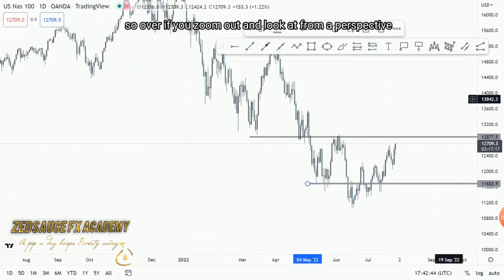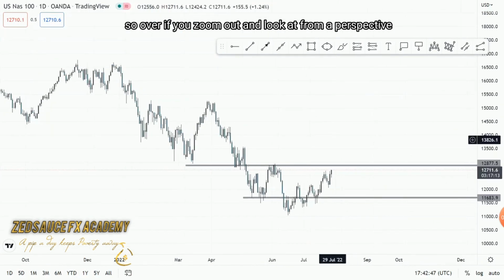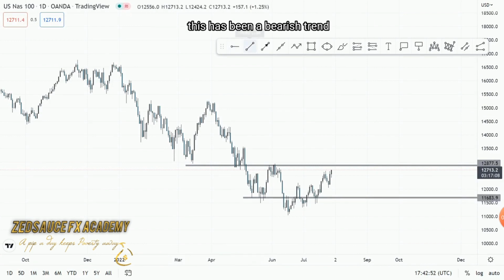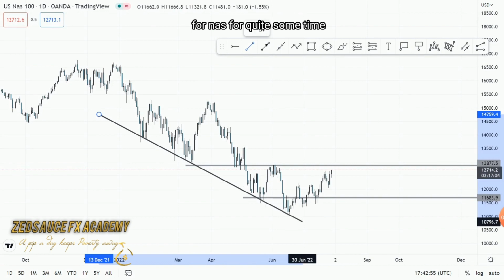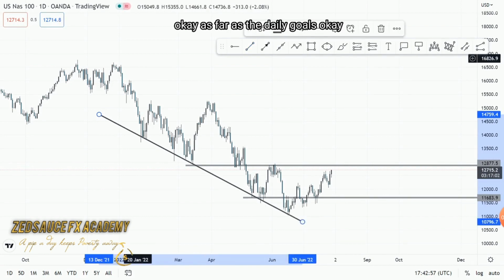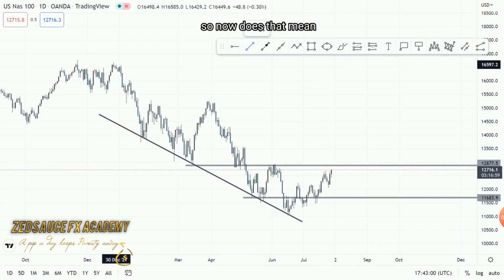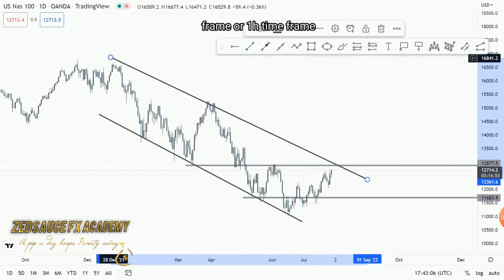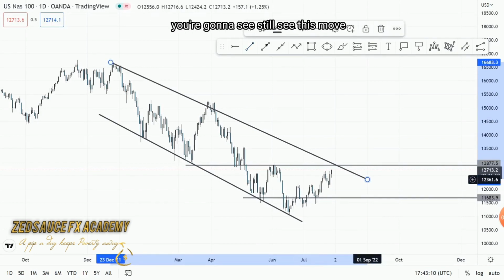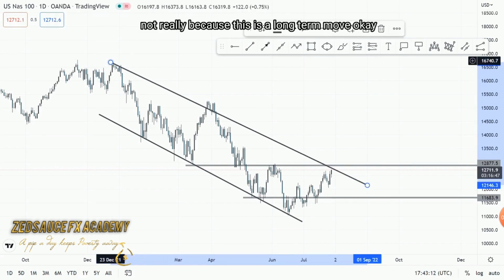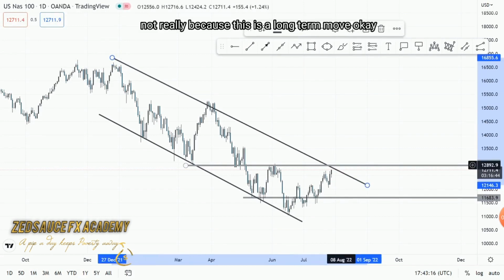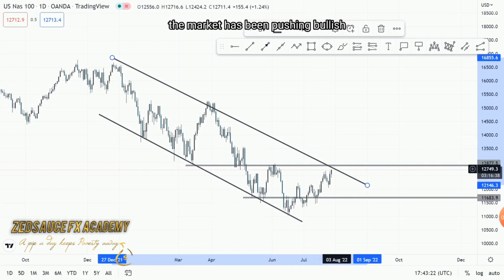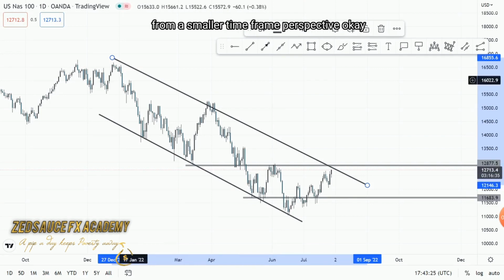So overall, if you zoom out and look at it from a perspective like this, the market has been pushing down. Okay, this has been a bearish trend for NAS for quite some time, as far as the daily goes. Okay, so now does that mean even if you go down to your maybe 5-minute time frame or your 1-hour time frame, you're gonna still see this move? Not really, because this is a long-term move. Okay, as far as you're concerned, for these past few days, the market has been pushing bullish from a smaller time frame perspective.